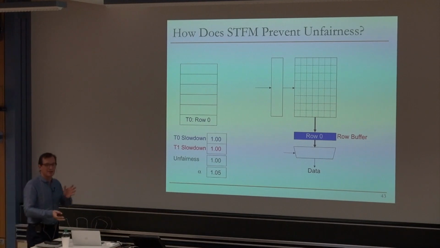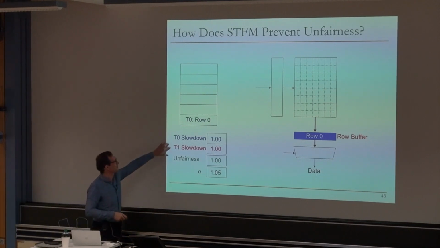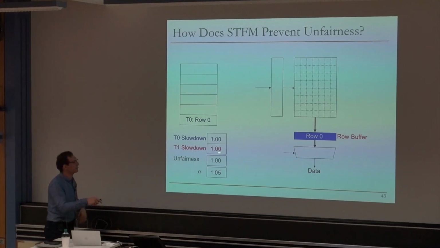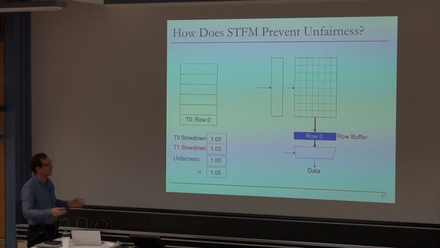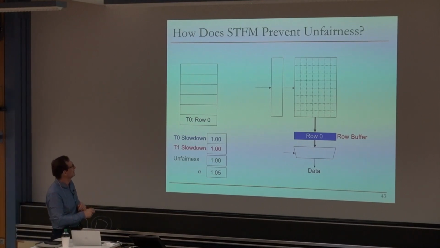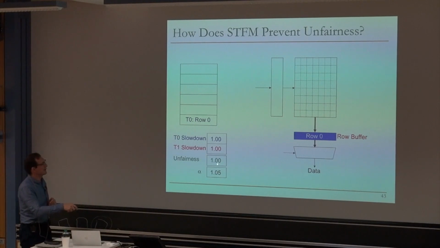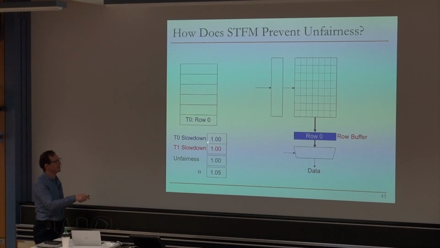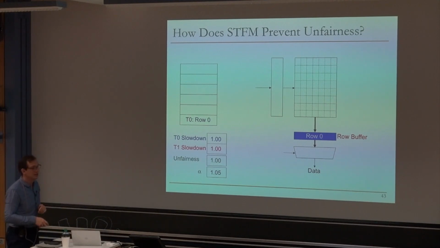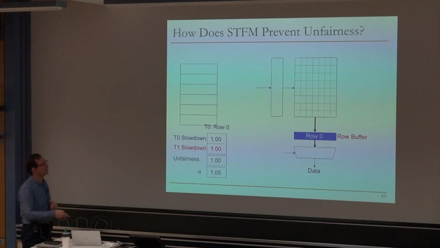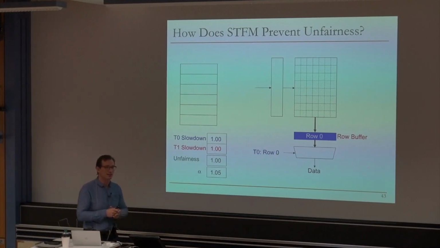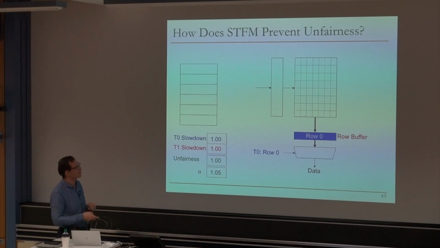Okay, so let's take a look at how this works. I'll give you an example with two threads. This is random and stream, I believe. You need to have slowdown counters for each thread, and stall time estimation counters, which are not shown here. Unfairness is the division of these, max divided by min, and the alpha value, let's assume, is 1.05. So initially, unfairness is tolerable. It's less than 1.05, so the memory controller uses the throughput-oriented scheduling policy, the row-hit-first policy.